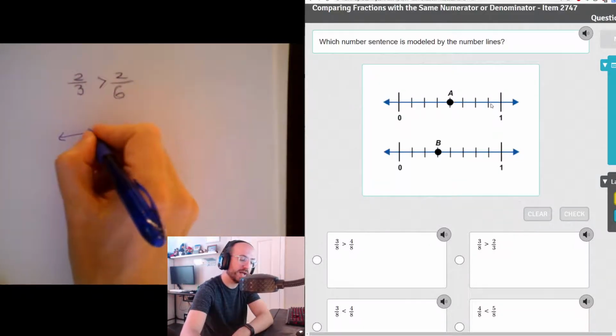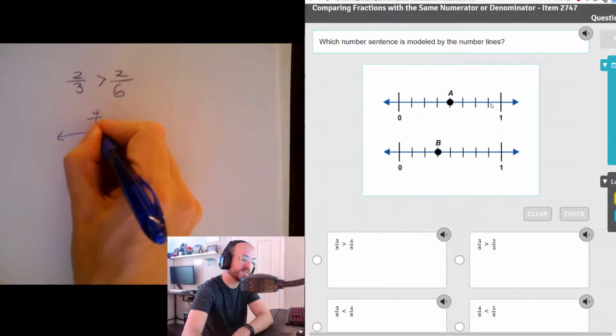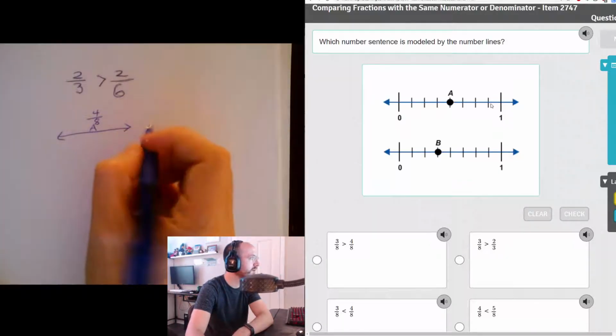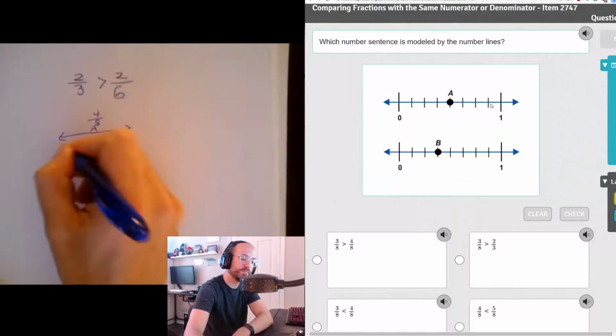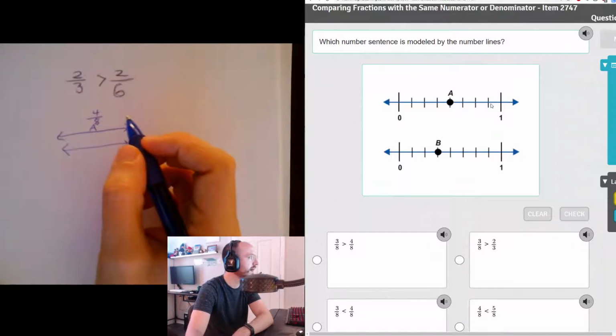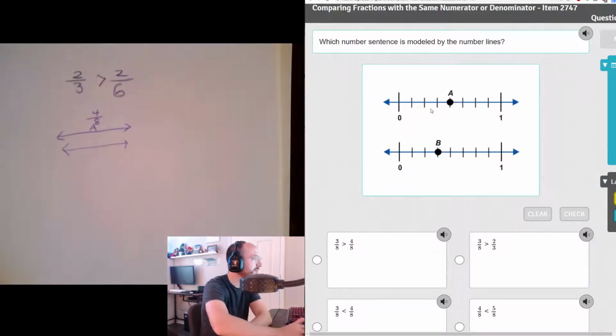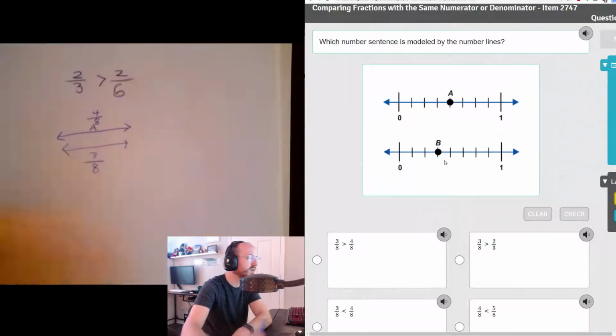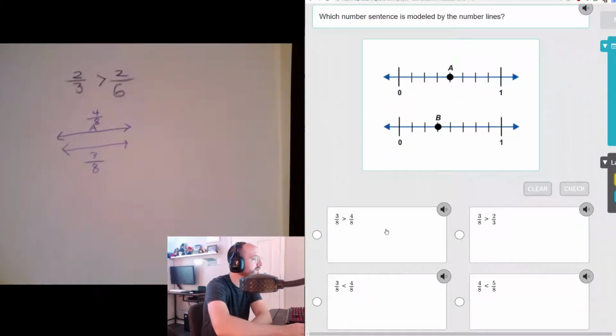I'll write it here. A, we had 4/8, which is more than what B was. B had the same number of pieces, 8 pieces, but in this case it's 1, 2, 3. 3/8. So we're looking for 3/8 and 4/8. I see 3/8 and 4/8. No. So it's one of these ones. I'm thinking, is 3/8 greater than 4/8 or is 3/8 less than 4/8? It is less.